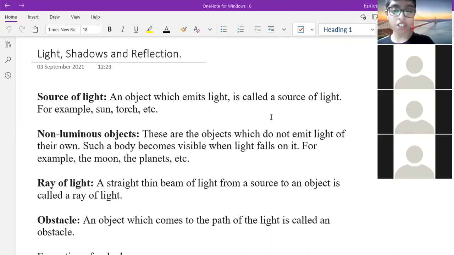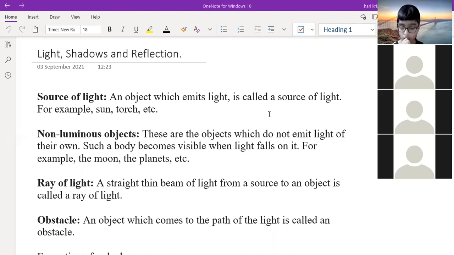Sir, transparent and translucent and opaque objects are also obstacles. A translucent object is also an obstacle, right? So a shadow is formed when there is an obstacle in the path of light. Whenever you place an opaque object in the path of light, it will create a shadow.